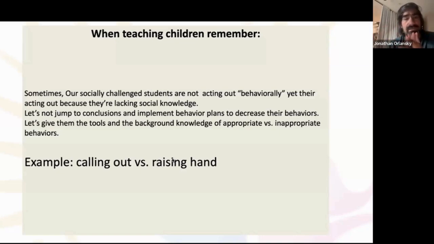But we also need to bear in mind that some pre-teaching is necessary. Let's not jump to conclusions and implement behavior plans to decrease their behaviors. Let's first teach them, hey, when you want attention during class, raise your hand. If that's not something they've been taught explicitly, they may not pick up on the social cues that everyone else in the classroom is doing that. That requires a higher level observation of standards and expectations that may not apply to our learners, and we should always try to teach first before launching an intervention.